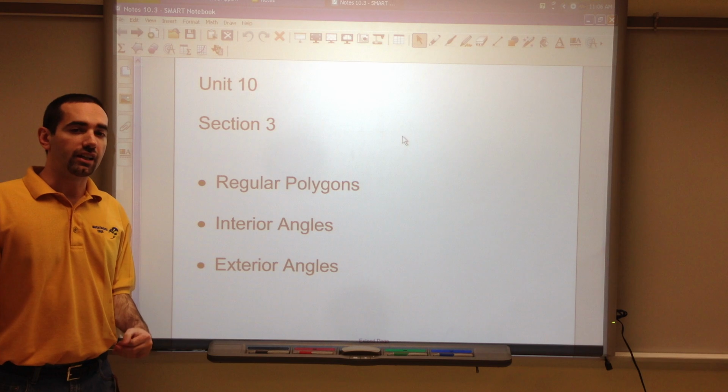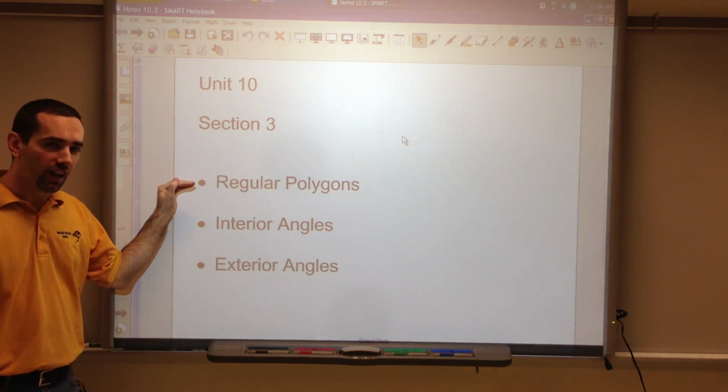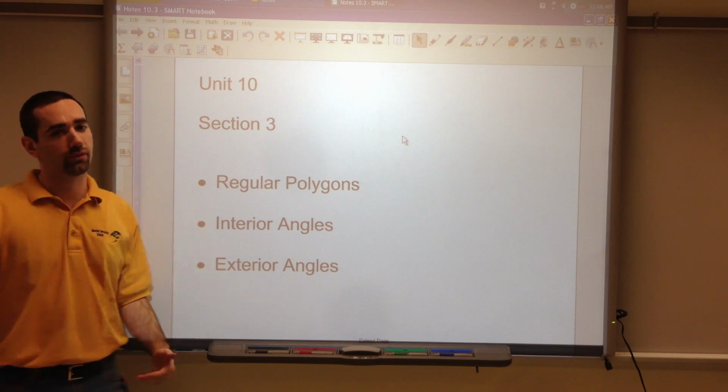Today we're going to be looking at Unit 10, Section 3. We're going to be looking at regular polygons, the interior and exterior angles, as well as the sum of those angles.